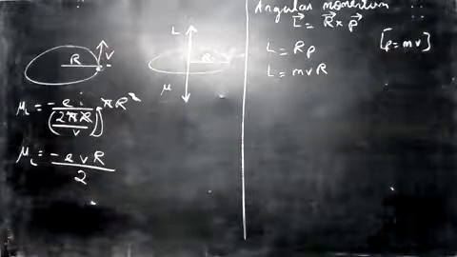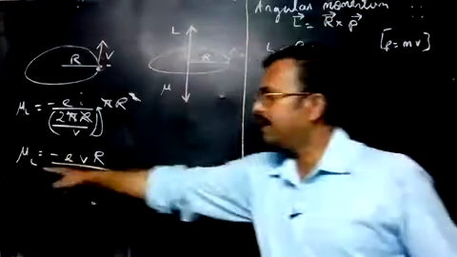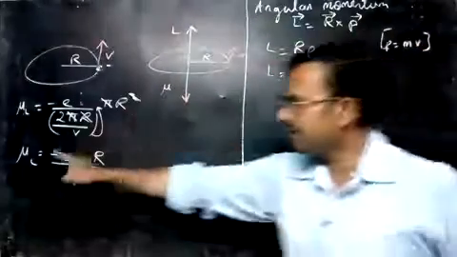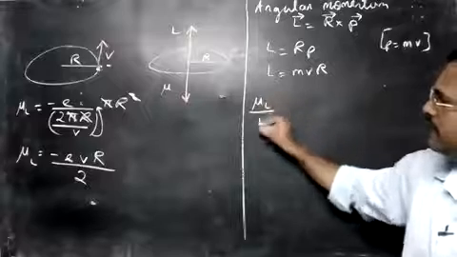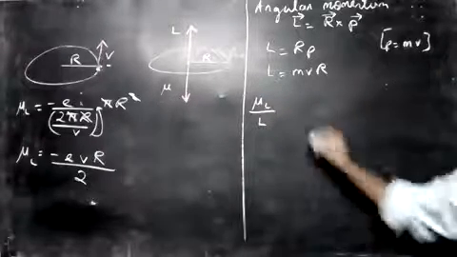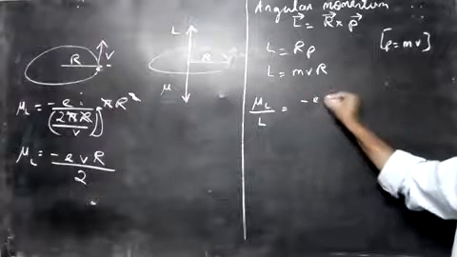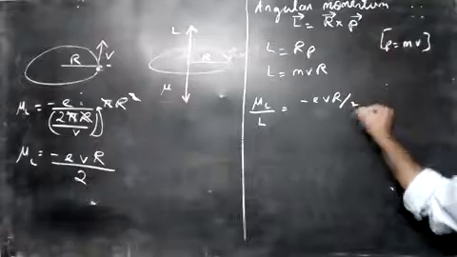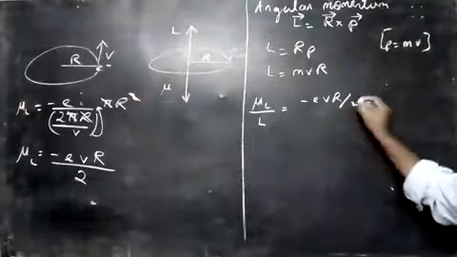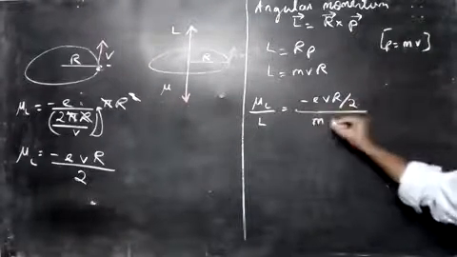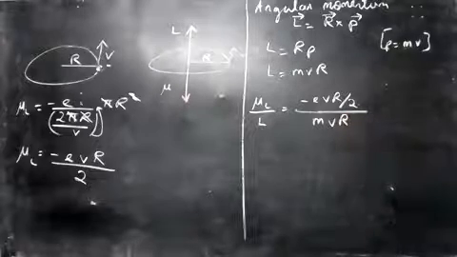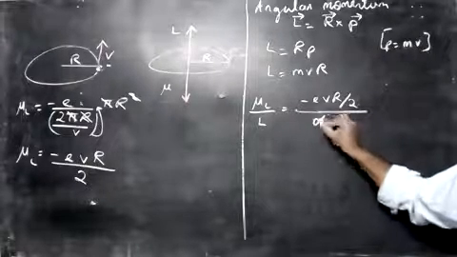Now what do we do? Now we have to find what is mu L by L, the magnetic moment by the angular momentum. Let's divide this and see. So what you get is minus EVR by 2, I'm taking this quantity and writing here, the 2 I will write bigger, divided by L. L stands for MVR. So now what will cancel? M won't cancel, sorry. M is there.